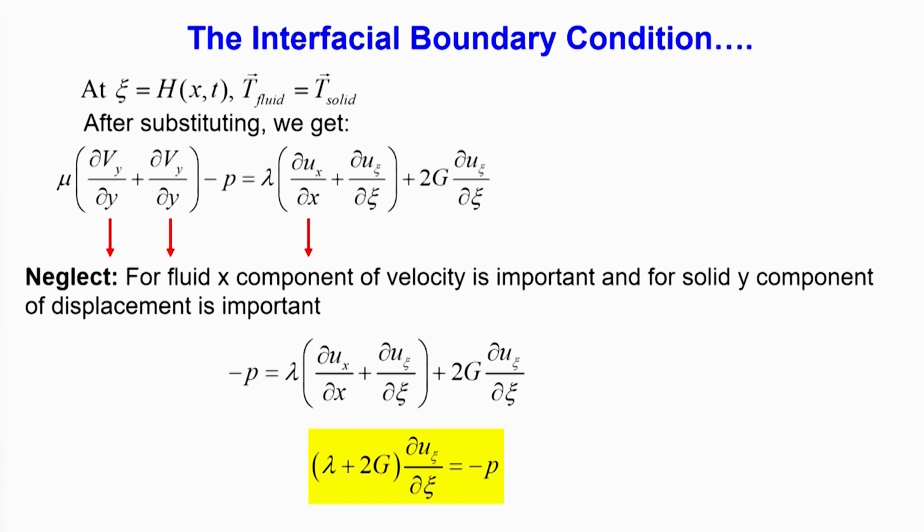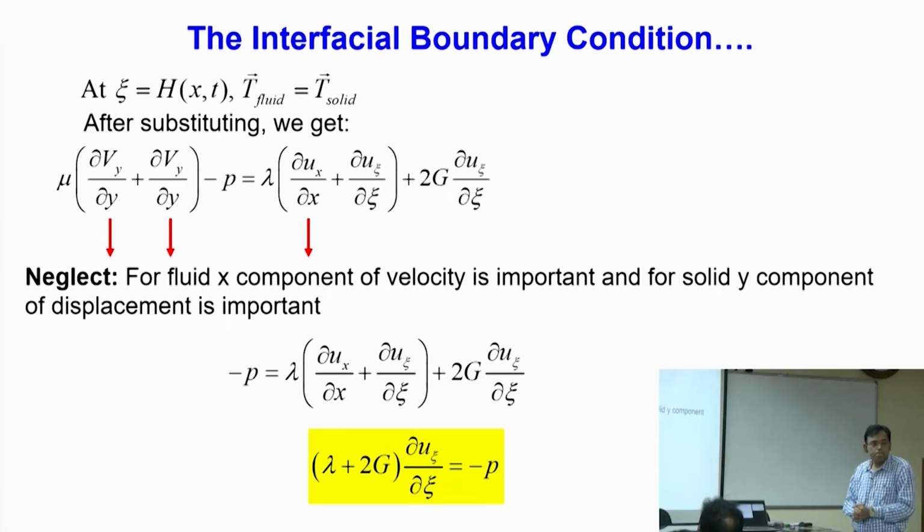So, now the interfacial boundary condition if you put, see what we are putting in the left hand side is the normal stress. The normal stress has two components, one is the normal stress due to viscous effect, which is viscous normal stress, minus P, this is the normal stress, the standard hydrostatic, and the right hand side is the solid mechanics. So, you have a lambda and 2g.